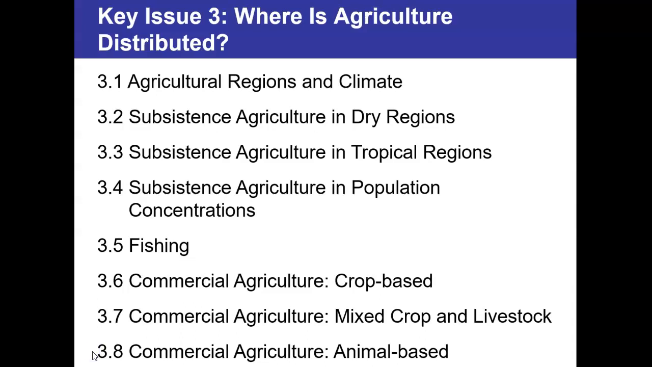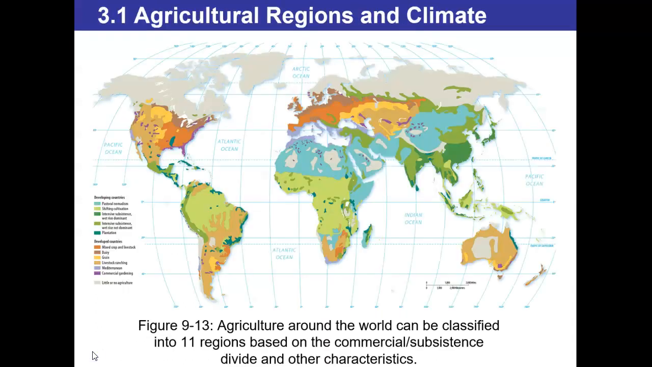We'll be looking at agriculture regions and climate, subsistence agriculture in dry regions, subsistence agriculture in tropical regions, and subsistence agriculture in population concentrations. Take a quick look at figure 9-13. This map is incredibly important as it lays out all of the different types of agriculture in the world. The map spans page 316 and 317 of your textbook.